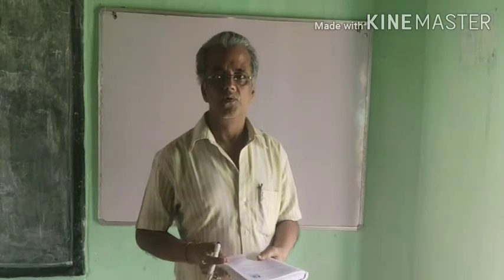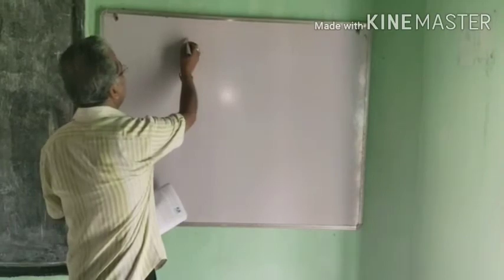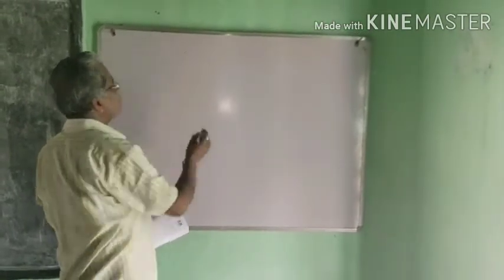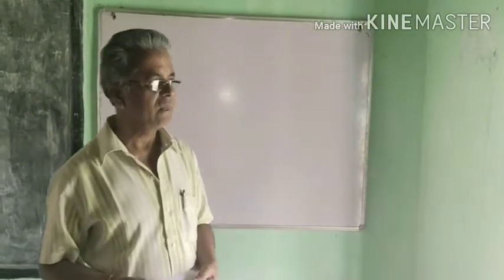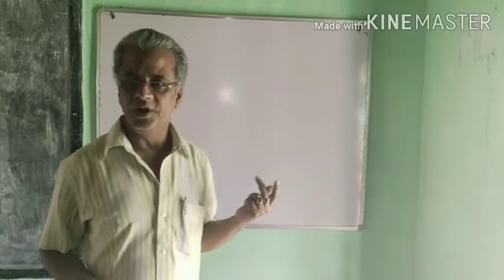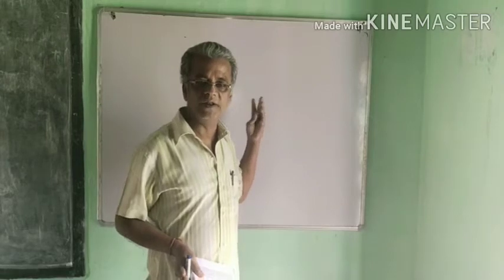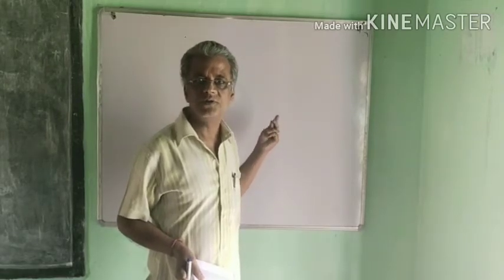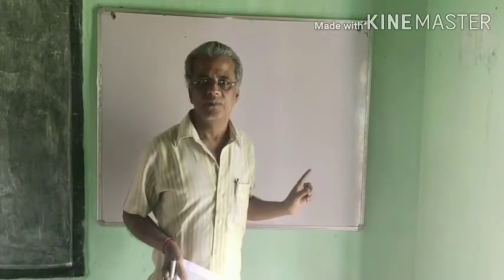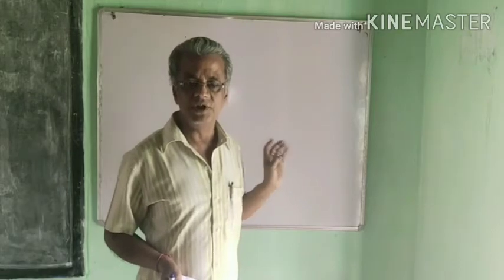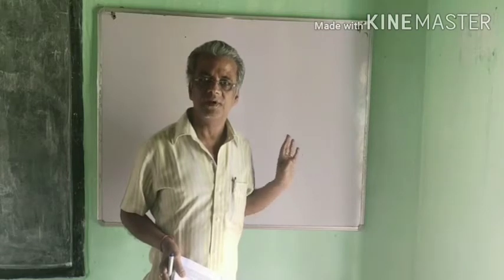First of all, what is a point? You know what is a point? A point is a geometrical figure which has no length, breadth or height, but it has existence only. So the geometrical figure which has only existence but no length, breadth or height is called a point.